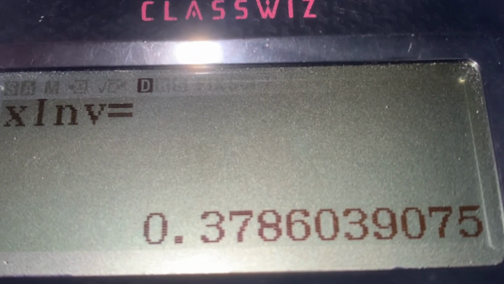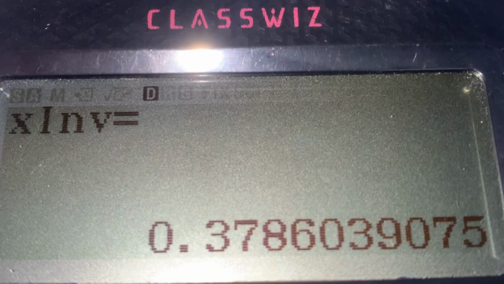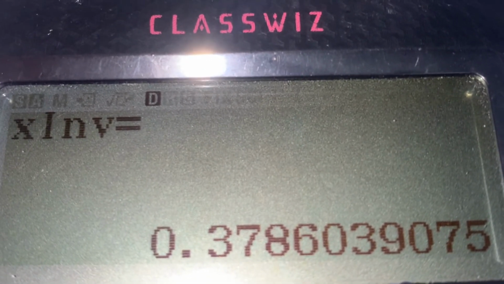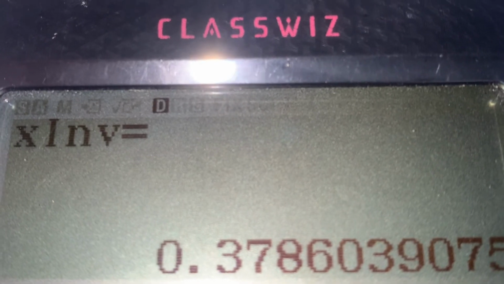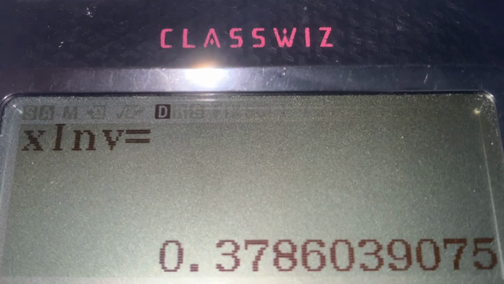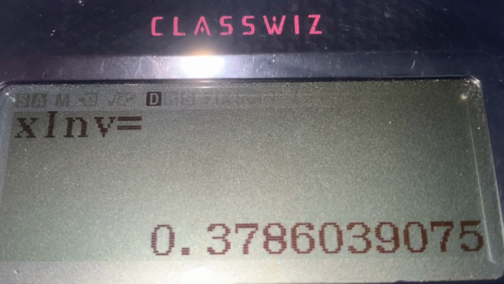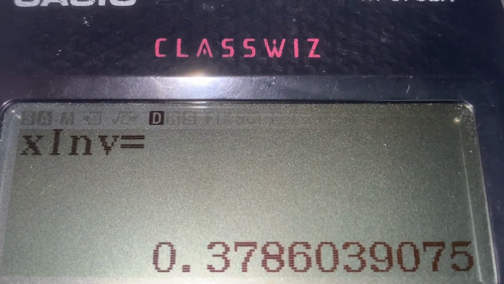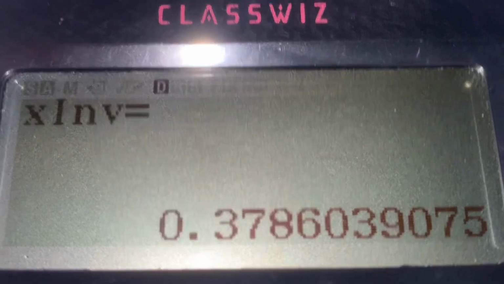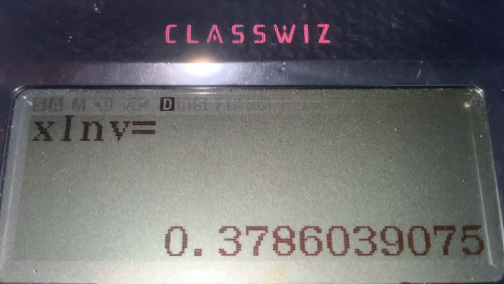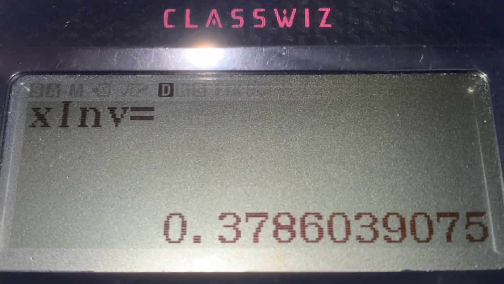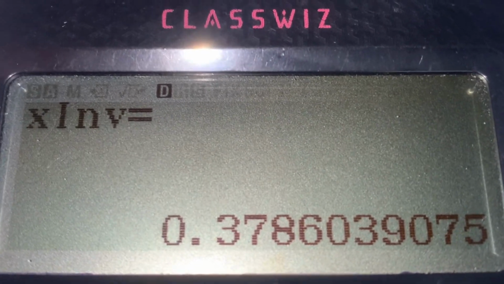Okay, the z-score is 0.3786, which is slightly different from the answer given there. So it's around that. You can choose 0.3785 or 86. It's okay. All right. So this is how you use inverse normal to find the z-score, whereby only this calculator can give you the answer for the z-score if the area is given.